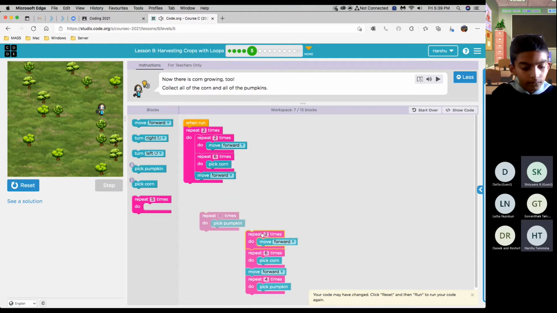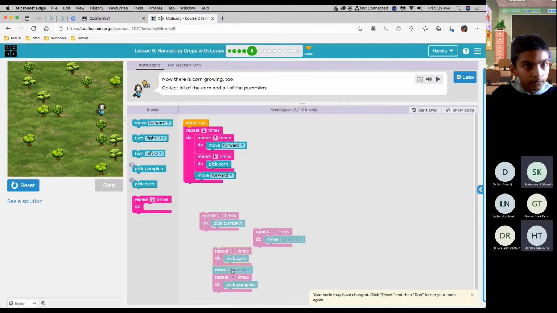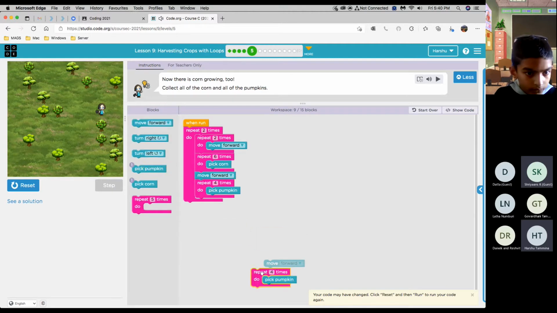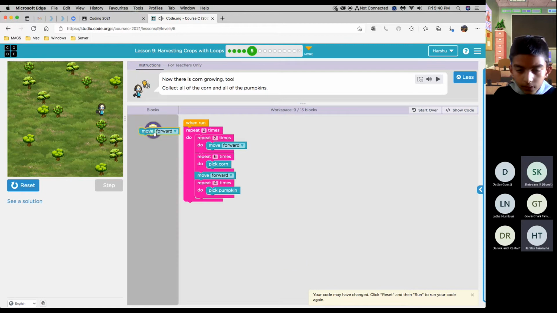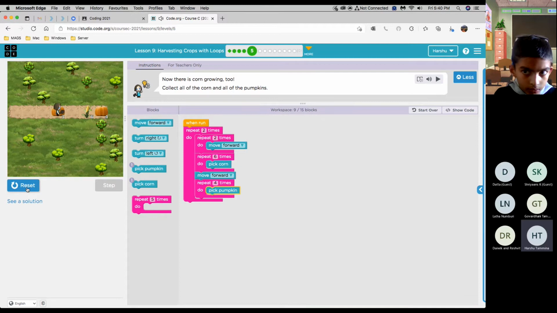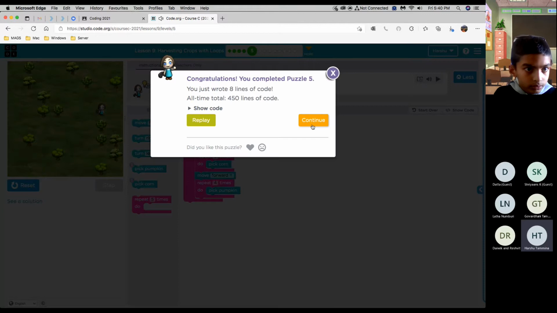And for the bottom of that, put a repeat four times and put a pick pumpkin in it. Is that correct? You sure? Okay, let's reset it and make sure it was correct. Yeah, that's correct. So we just use six less lines of code. Good job.